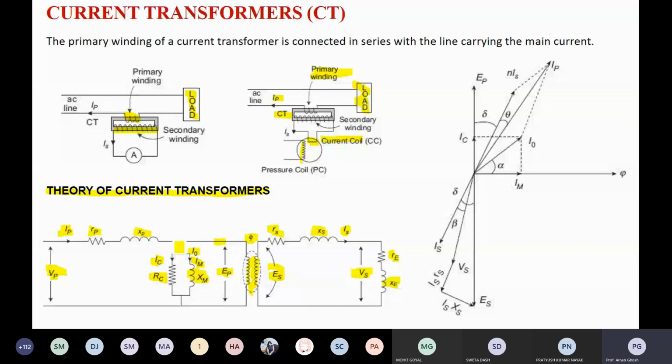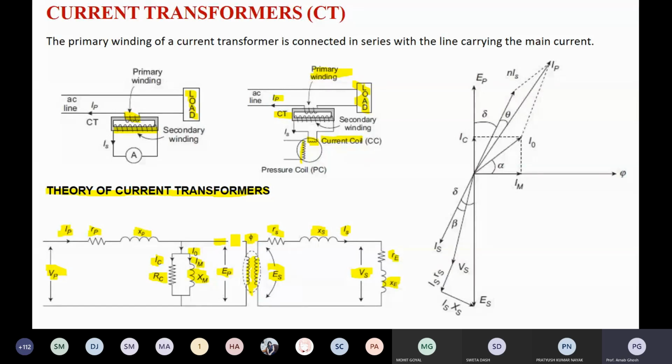What is your IS dash? IS dash means the secondary current referred to the primary side. So what is the value of IS dash? You know that the value of IS by IP equals n. What is the value of VP by VS? It equals NP by NS, equals lowercase n, equal to IS by IP.